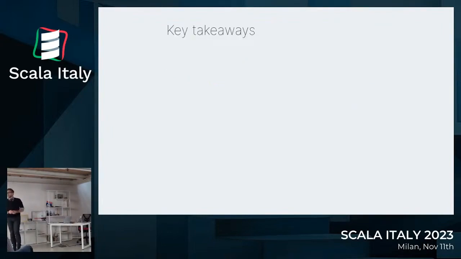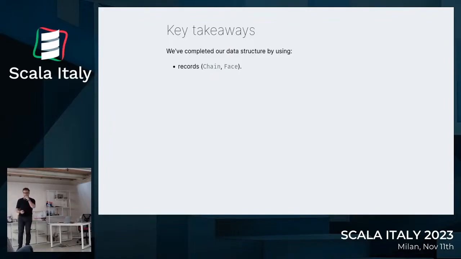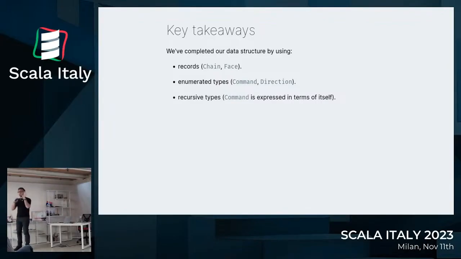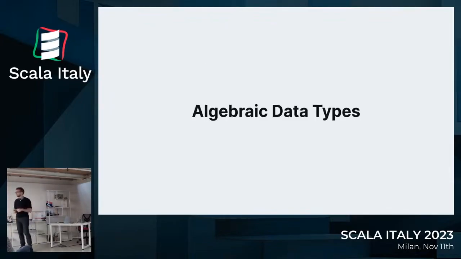So what we've learned here is we have completed our data structure by using three things. First, records, case classes, such as chain and face. Enumerated types, such as command and direction. And also we have had to make our data type recursive, because command is expressed in terms of itself. Chain is a command that takes command. So you have a command that's defined in terms of command. It's recursive. And that is everything I needed to start giving you a proper definition of algebraic data types.